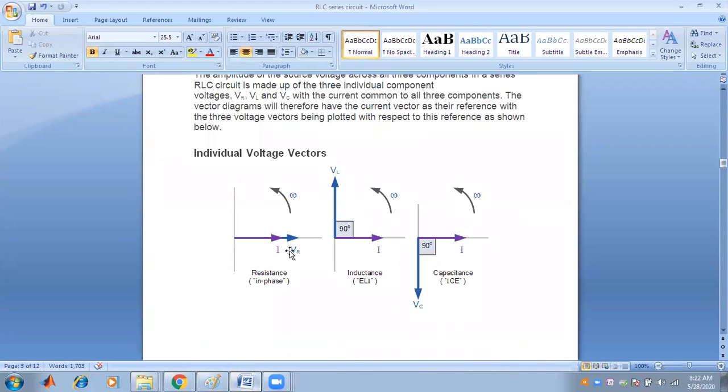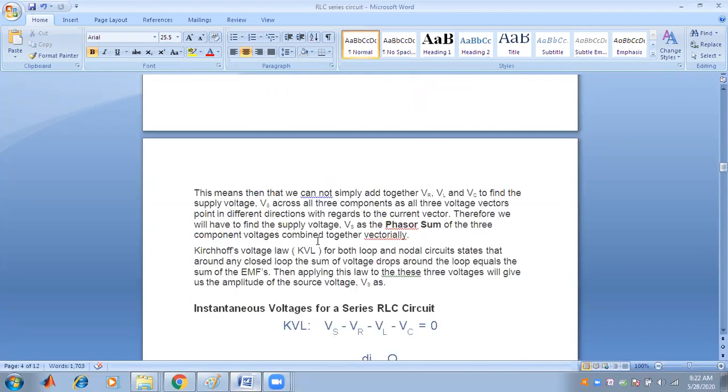That is what I have just done: for the voltages VL, VC and VR, VR is always in the same phase with I, VL leads I by 90 degrees, and VC lags I by 90 degrees.